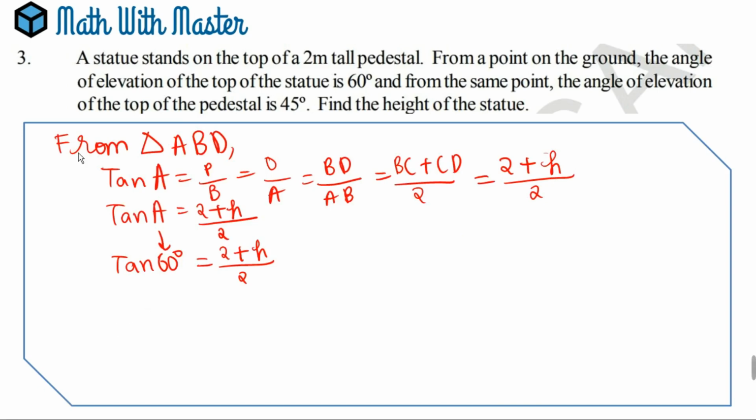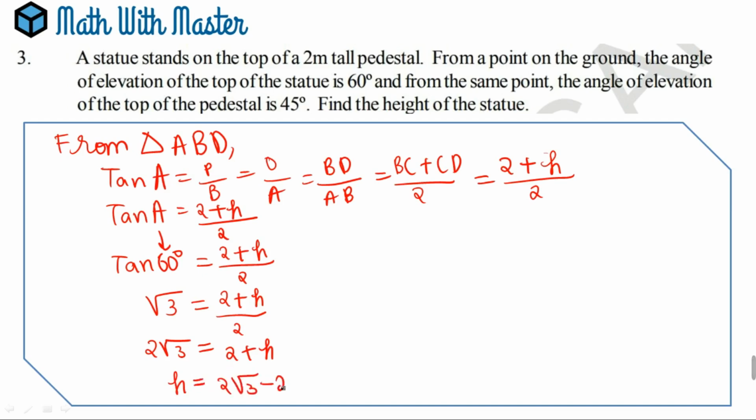If tan A is equal to tan 60 degrees, then angle A should be equal to 60 degrees. And angle A is equal to 60 degrees, so I can write it as tan 60 degrees. So the value of tan 60 degrees is root 3. Root 3 is equal to 2 plus h upon 2. And now 2 root 3 is equal to 2 plus h. And h is equal to 2 root 3 minus 2.